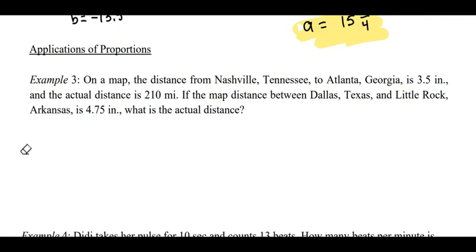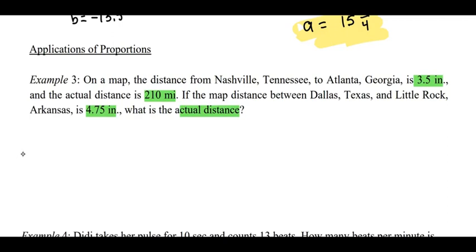So let's read our first problem. Example 3. On a map, the distance from Nashville, Tennessee to Atlanta, Georgia is 3.5 inches, and the actual distance is 210 miles. If the map distance between Dallas, Texas and Little Rock, Arkansas is 4.75 inches, what is the actual distance? So we're going to look at the numbers. We are provided with three numbers, 3.5 inches, 210 miles. We also have 4.75 inches, but we do not know how much that is in miles.